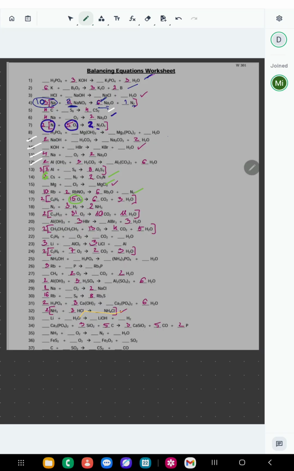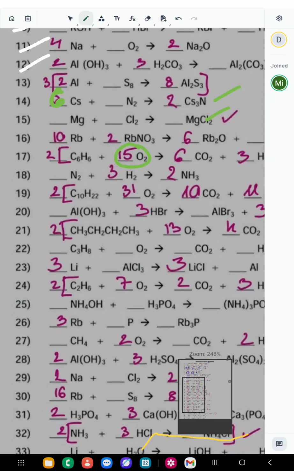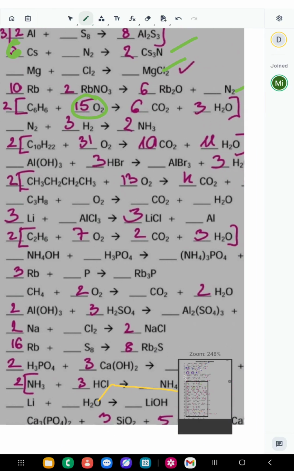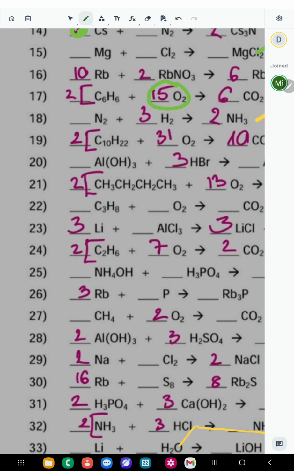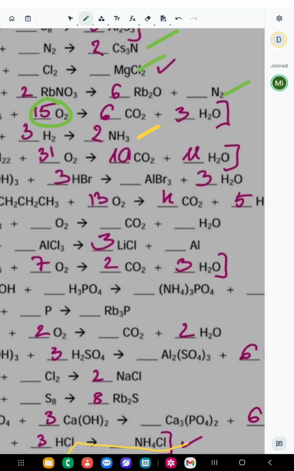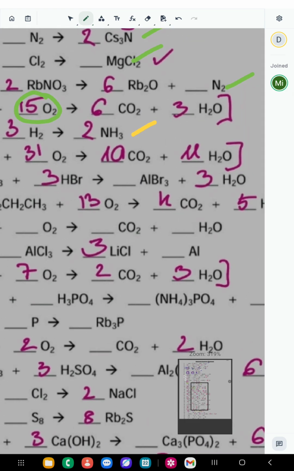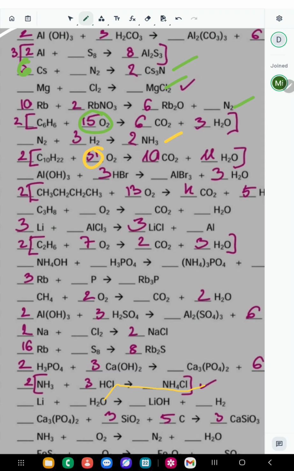Okay, let's go back. Number 18, we have 3H2. Okay, that one is correct. And then 19, 2, 31. You got 31. 31 is correct. So you're on the right track. You just multiply everything by 2.